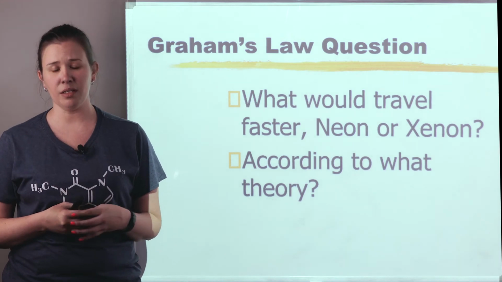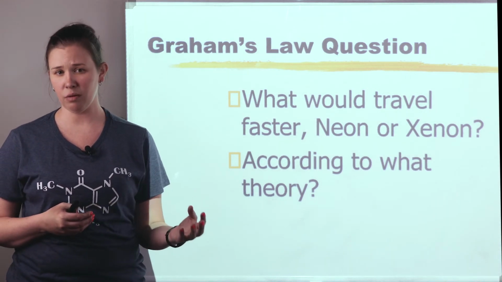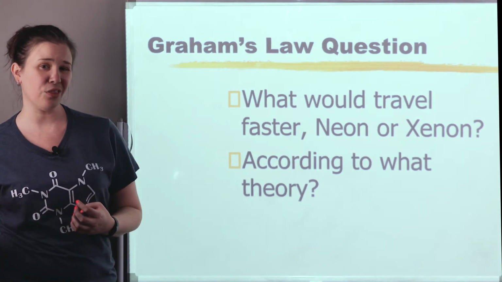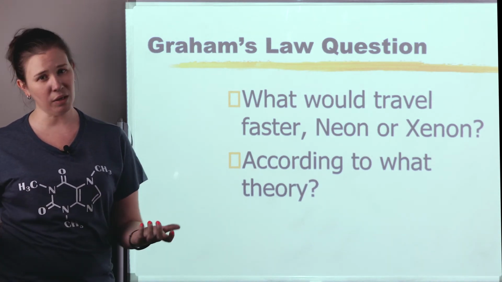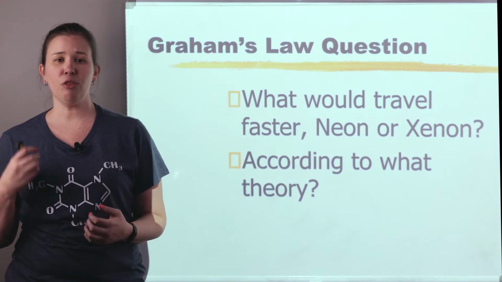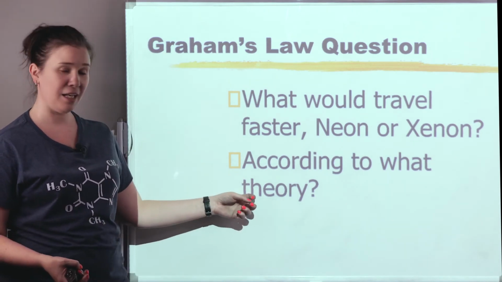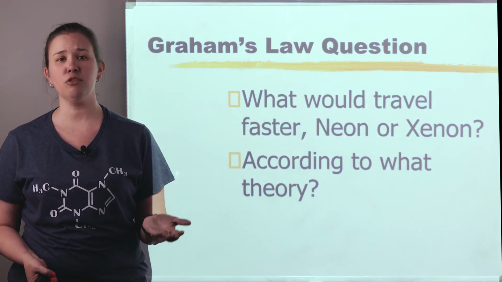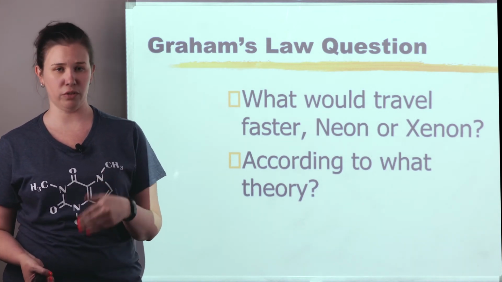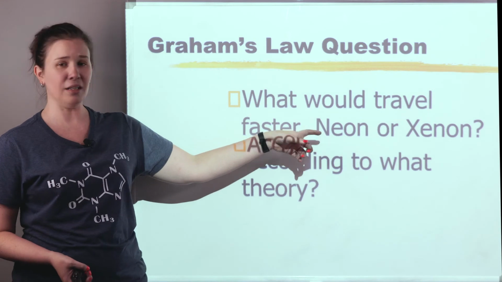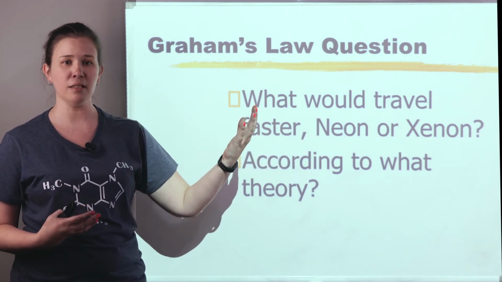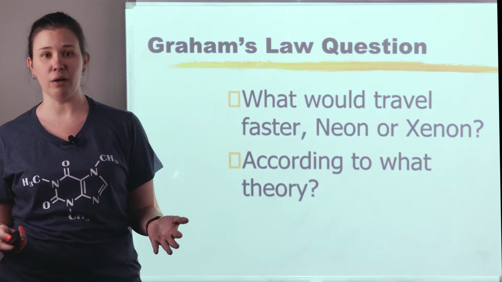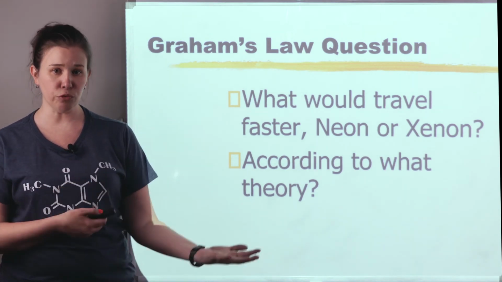Well, neon only has a molar mass of about 20 grams per mole, where xenon has a molar mass of over 130 grams per mole. So does that give you a hint? Remember the third postulate of kinetic molecular theory? It said that if I have an increased mass, the travel would be slower, the particle would move slower. So since neon has a much lighter molar mass, it would move much faster. And that's exactly what Graham's law is all about, the rate of the movement.